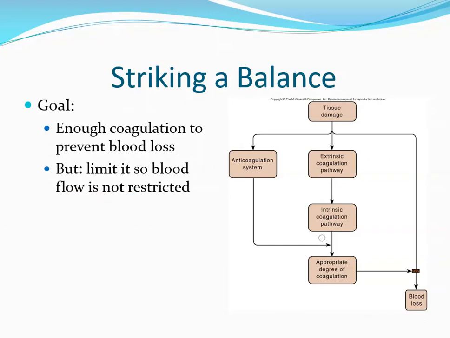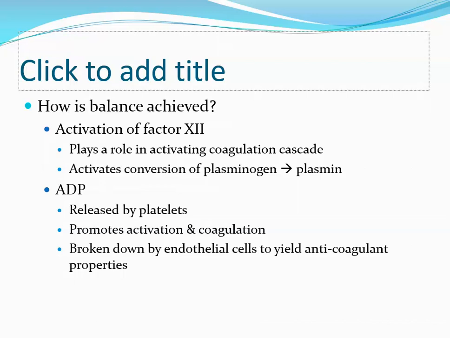So the overall goal is to strike a balance. The goal is to have enough coagulation to prevent blood loss, but limit it so that the flow through that vessel is not restricted. So how is this done? One is through the activation of clotting factor 12. It plays a role in activating the coagulation cascade, plus it activates the conversion of plasminogen to plasmin, so it controls the formation of clot as well as the breakdown of the clot.